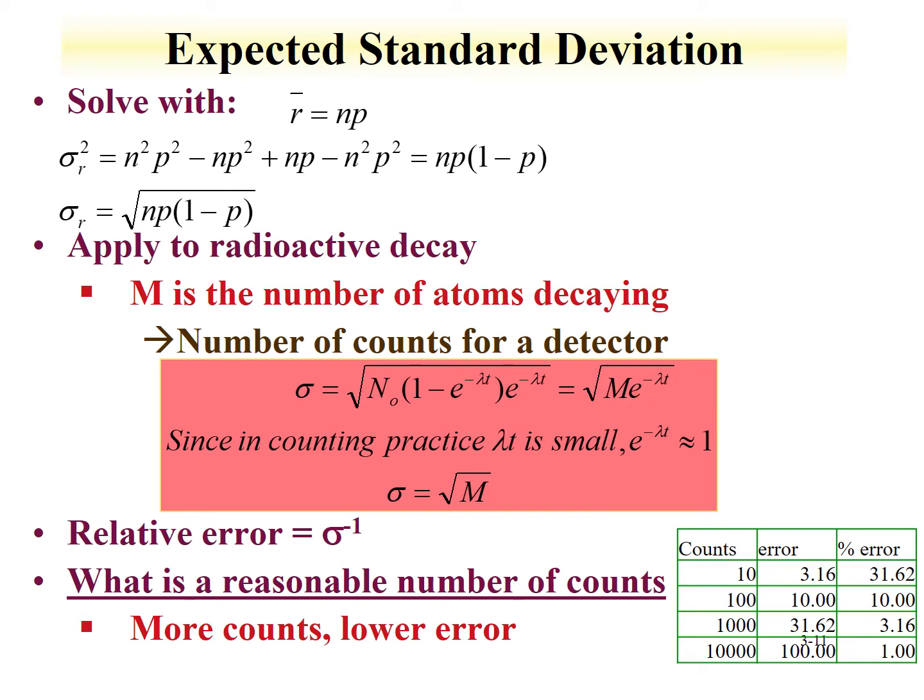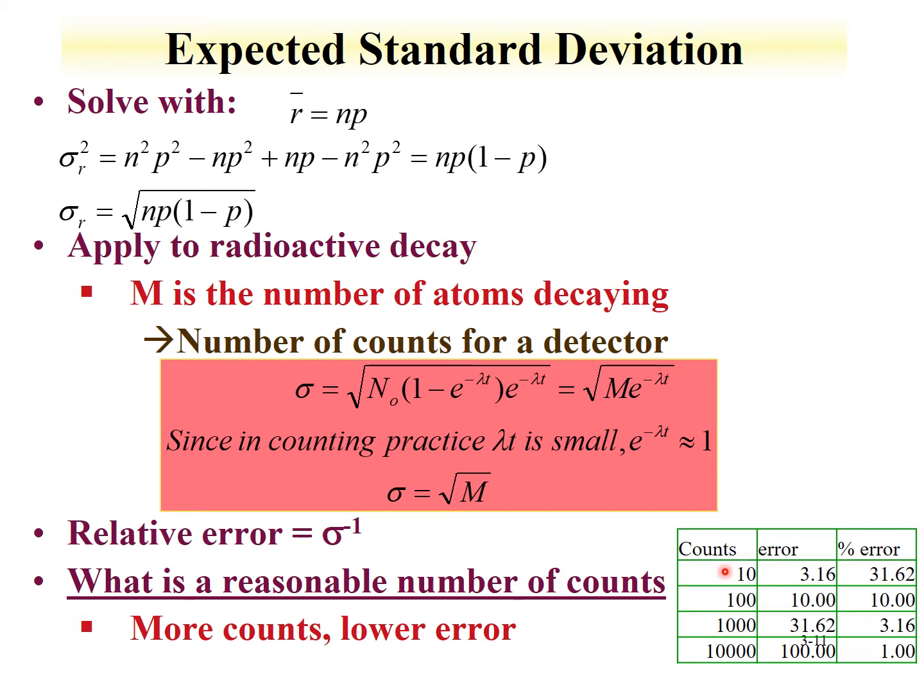In practice, our lambda t is small for our count time, so that factor goes to 1, and our standard deviation becomes the square root of the number of counts. The relative error is the inverse of that value. So this is actually a very useful evaluation. Everything we talked about really boils down to this: the square root of the number of counts is equal to our standard deviation. And it basically says how many counts we need in order to get reasonable statistics.